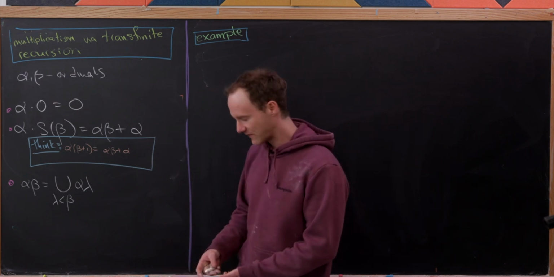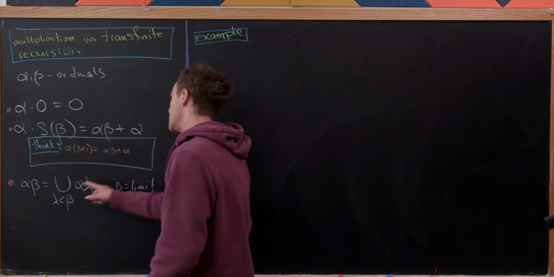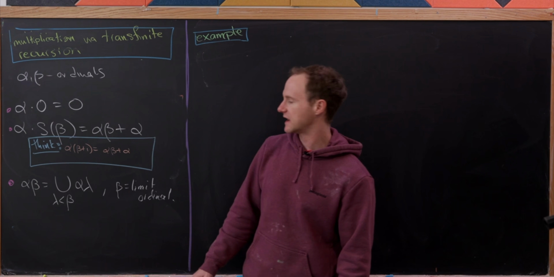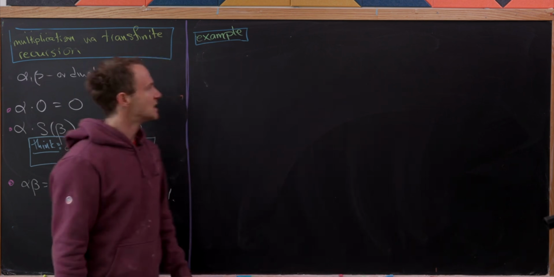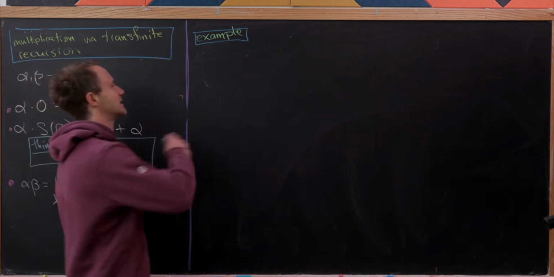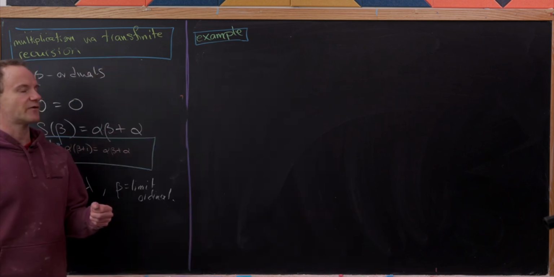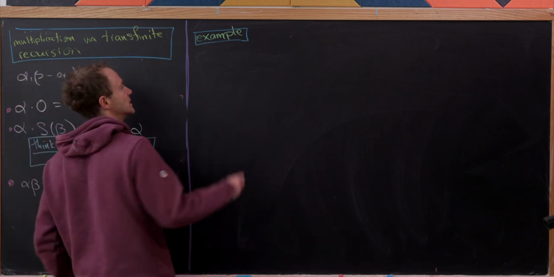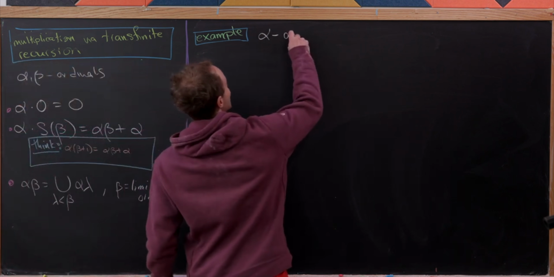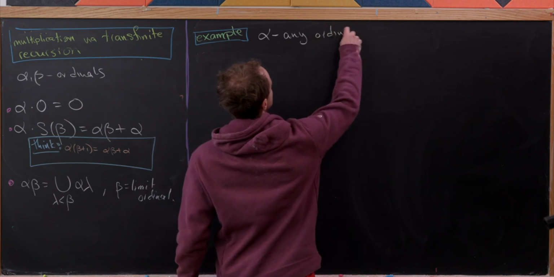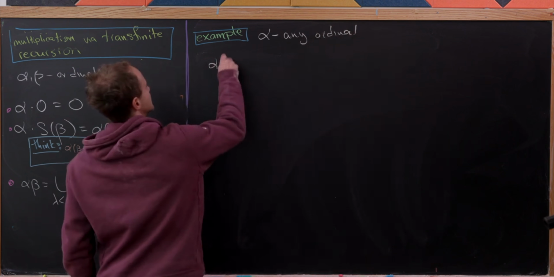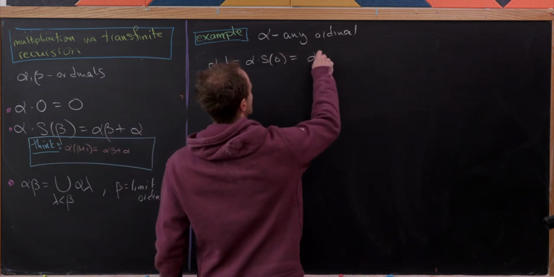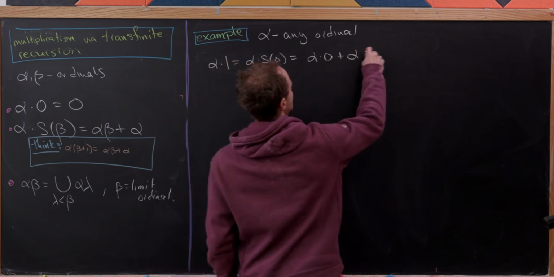And then if you have a limit ordinal, then alpha times beta is equal to the union over all lambda less than beta of alpha times lambda. Okay, so let's do a couple of examples. Let's see what we get if we multiply on the right by a natural number. So let's say that alpha is any ordinal at this moment. So alpha times 1 is equal to alpha times the successor of 0, which is alpha times 0 plus alpha. That's equal to alpha.